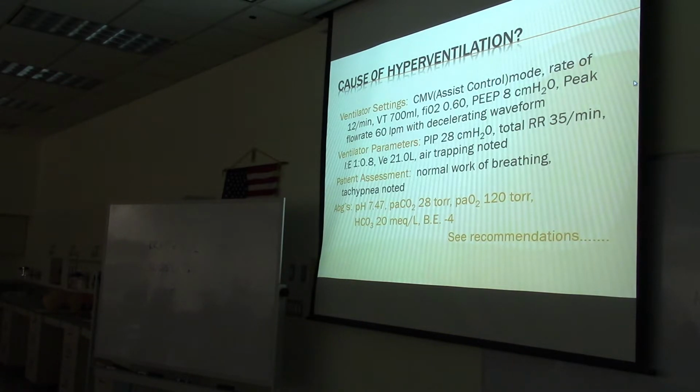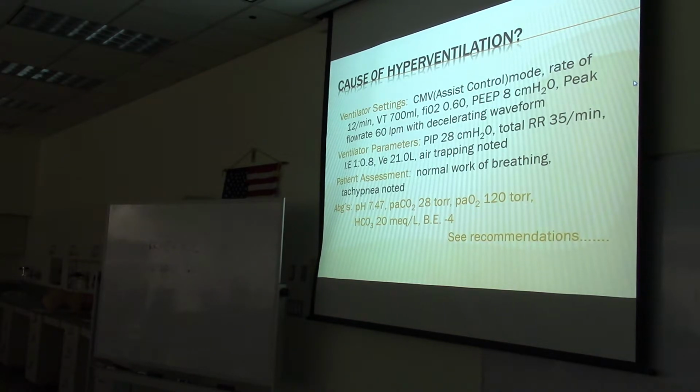This moves us right along to the next case. What is the cause of hyperventilation? So we have a patient on a ventilator in full support, assist control mode. The rate is 12 per minute, tidal volume 700 ml, FiO2 0.6, and the PEEP is 8. Peak flow rate 60 liters a minute with a decelerating waveform.